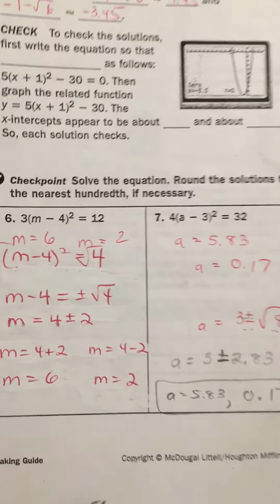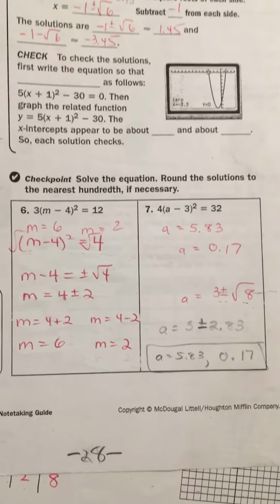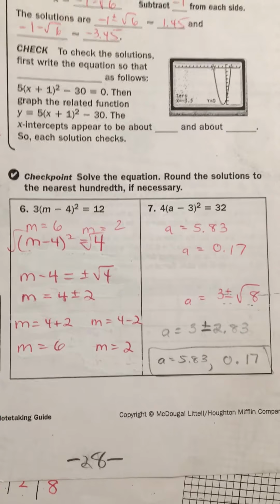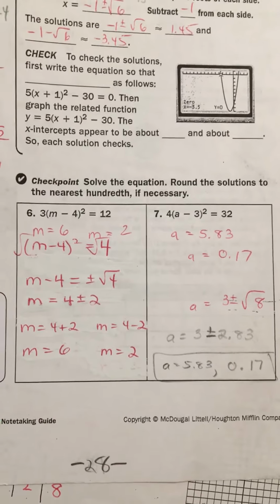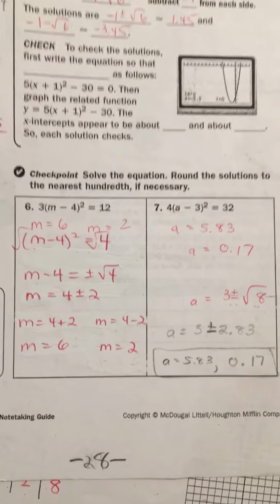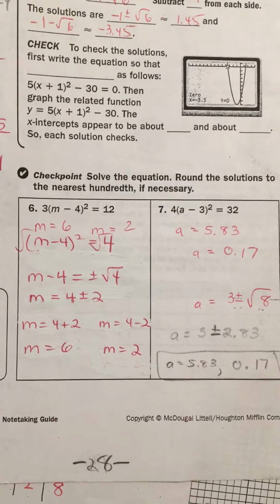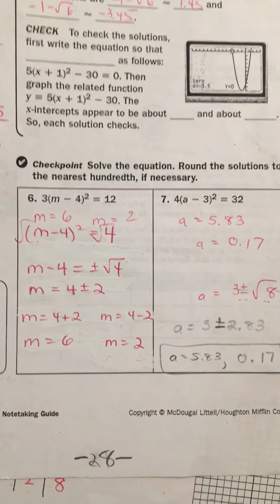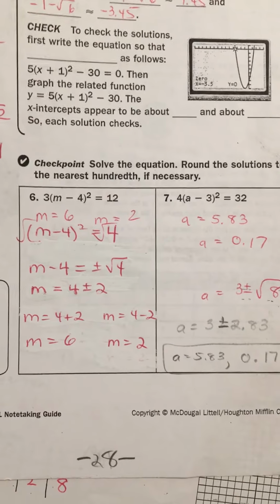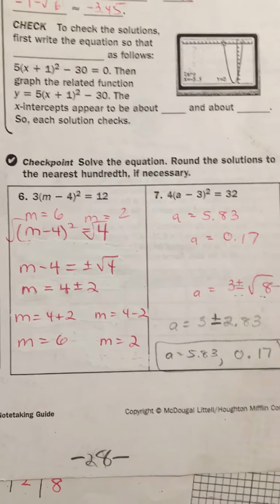So, here for number 6, the first thing we do is divide both sides by 3, and then we square root both sides. So we end up getting m equals 4 plus or minus 2. So it's either 4 plus 2, which is 6, or 4 minus 2, which is 2.